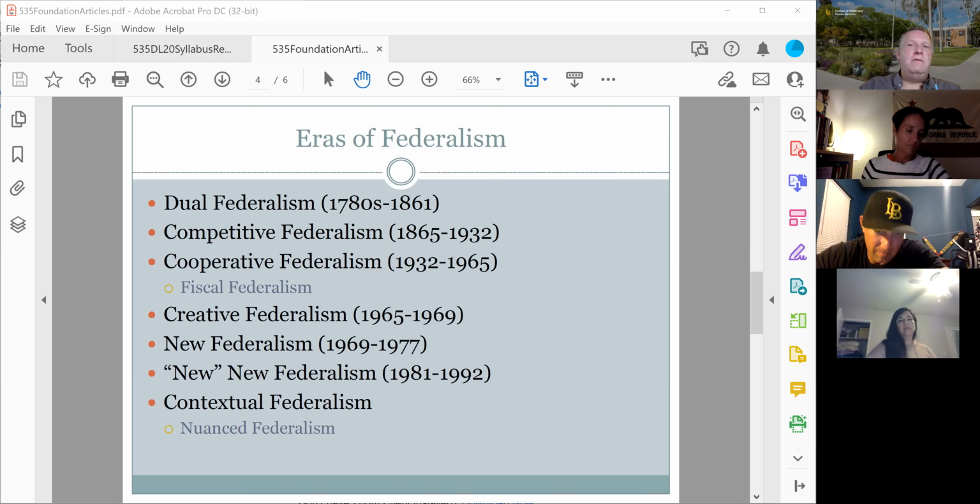So he took a lot of those categorical grants, very specific grant programs that were used by Johnson in creative federalism, and he replaced those categorical grants with these much broader types of block grants. Block grants then allowed state and local governments to use the money however they saw fit, as long as the use of that money accomplished programmatic goals.